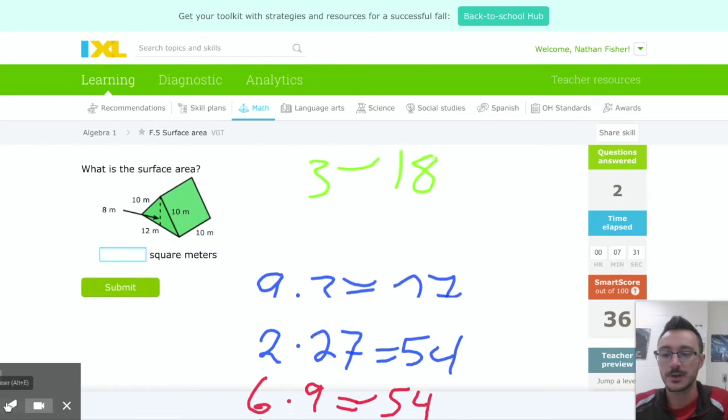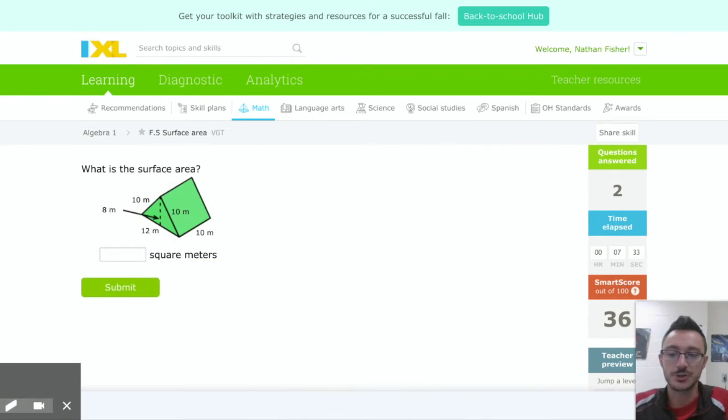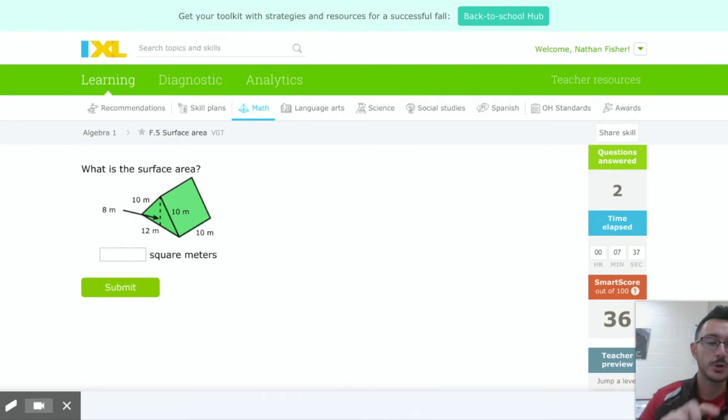Got it. Awesome. Okay, we have a different shape now. So we need to think about breaking it apart into the different sides here. So we have a triangle on the front. We would also have one of those in the back here as well.